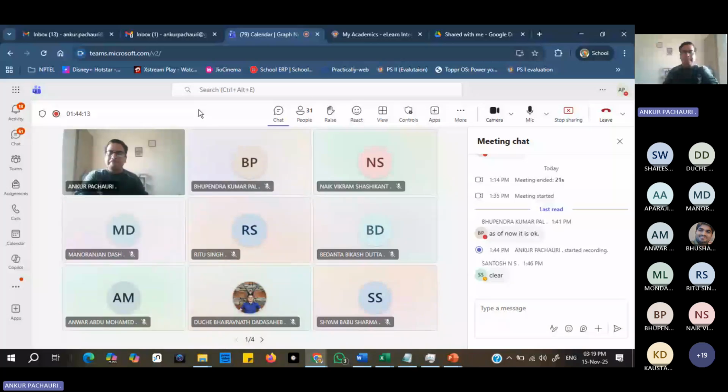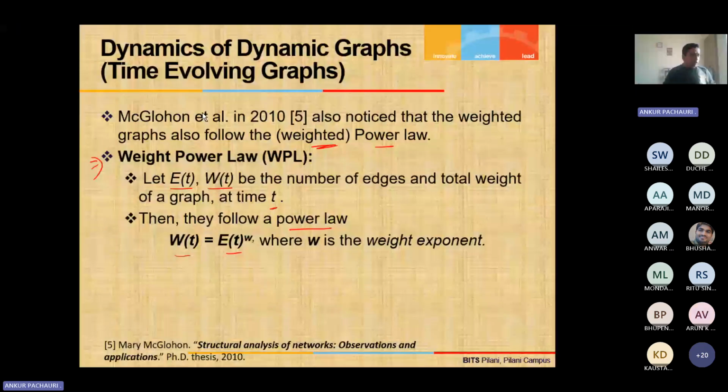Although I'm devoting much of the time to this power law, power law is something which, if you can find out that it is there in the graph, then that means you can say that those graphs are realistic, because those activities are being observed everywhere.